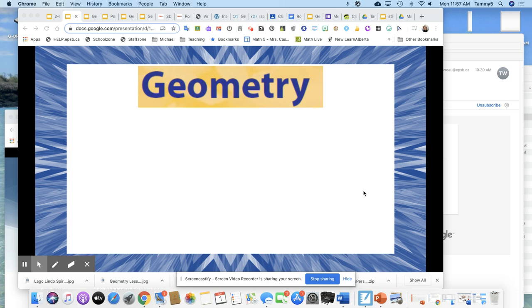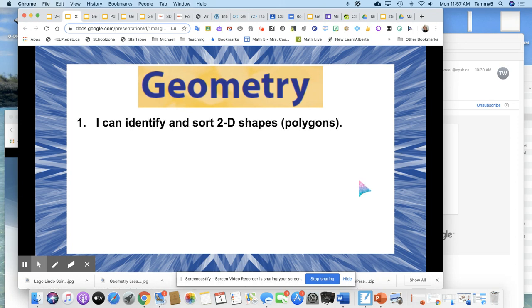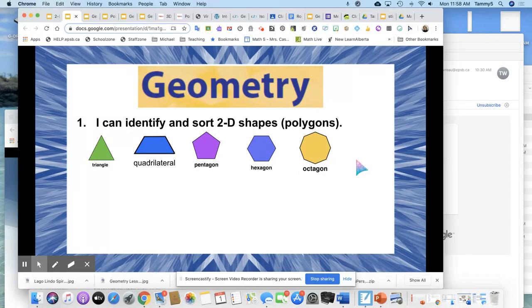Hi grade 3s, today we're starting a new unit in geometry. There are two I can statements for this unit. I can identify and sort 2D shapes or polygons. Some examples of these shapes are a triangle, quadrilateral, pentagon, hexagon, and octagon.